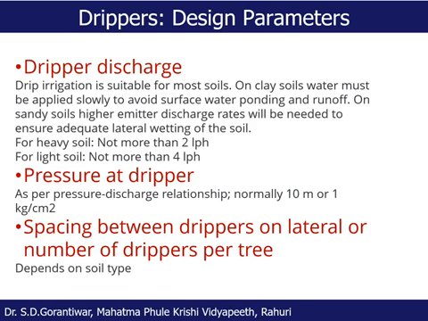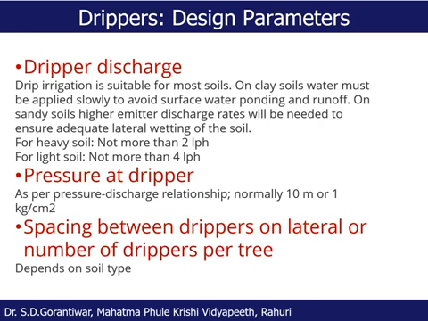It should be as low as possible, but in the case of clay soil, it should be less than 2 liters per hour, to avoid ponding. And I told you the disadvantages of ponding and runoff. Runoff means water will go into the drier area which should not be irrigated. Ponding means it will disturb the microclimate of the region.